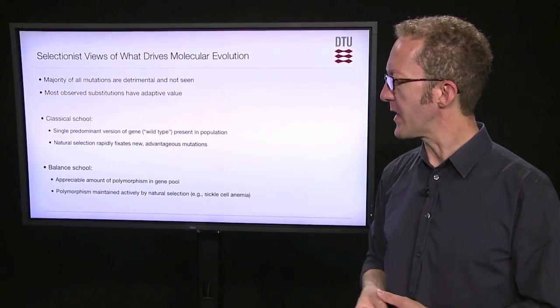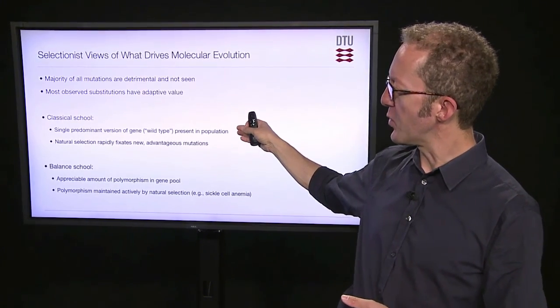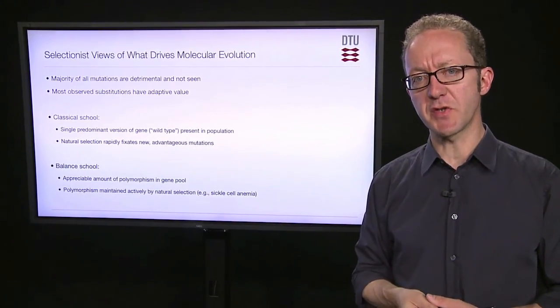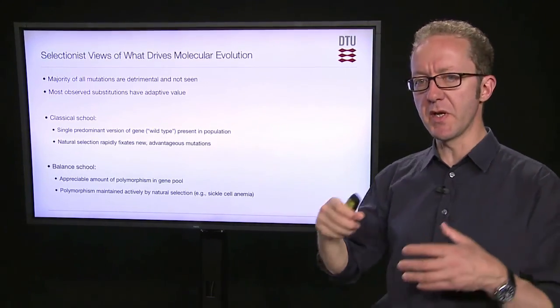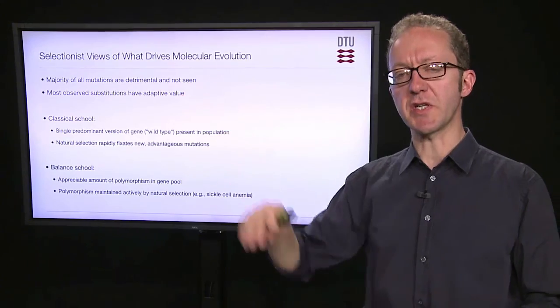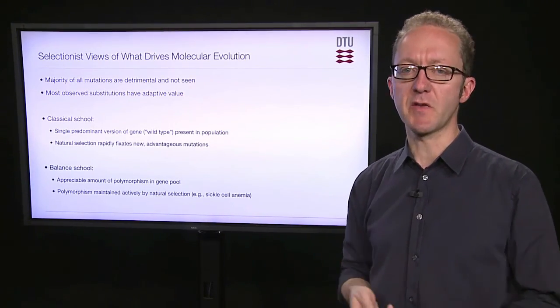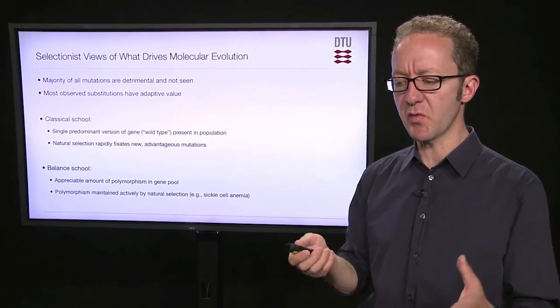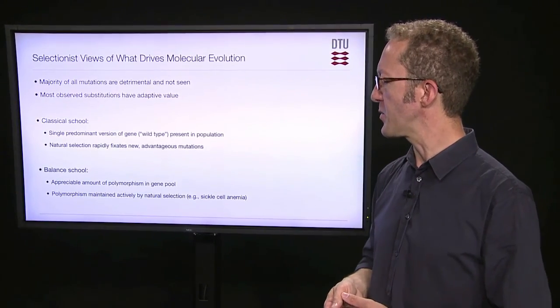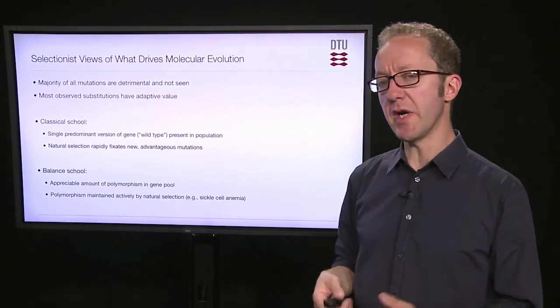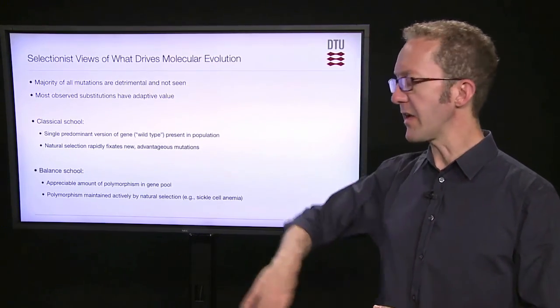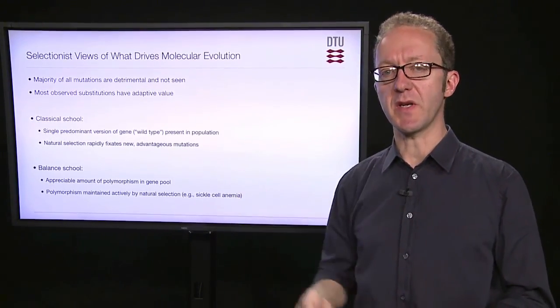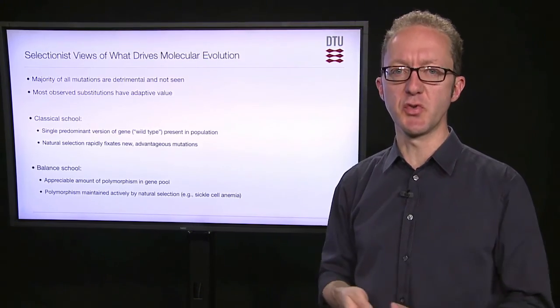Within this way of thinking, you could maybe divide the schools of thought into two groups. What we now call the classical school assumed that there would be a single predominant version of a gene, what they call the wild type, present in a population. That this would be the most fit, and that natural selection would therefore bring this particular allele to fixation. This would be the only allele present in a population. Whenever a new advantageous mutation arose, and that happens from time to time, then natural selection would very rapidly bring that to fixation, so this would now be the new wild type.